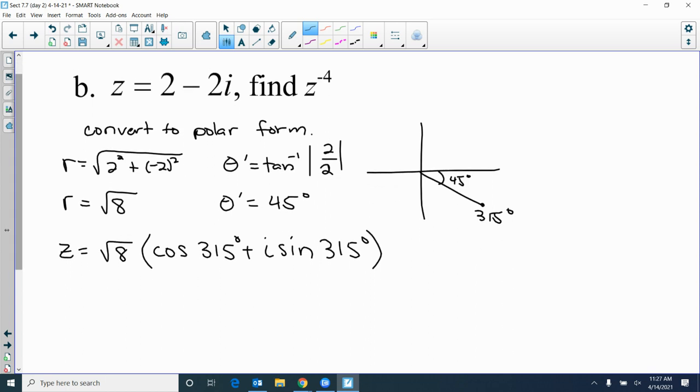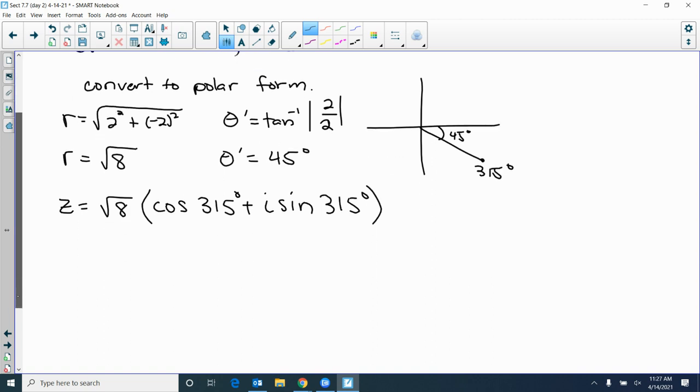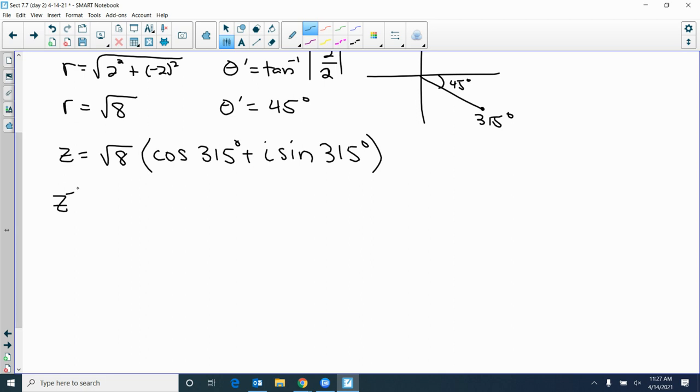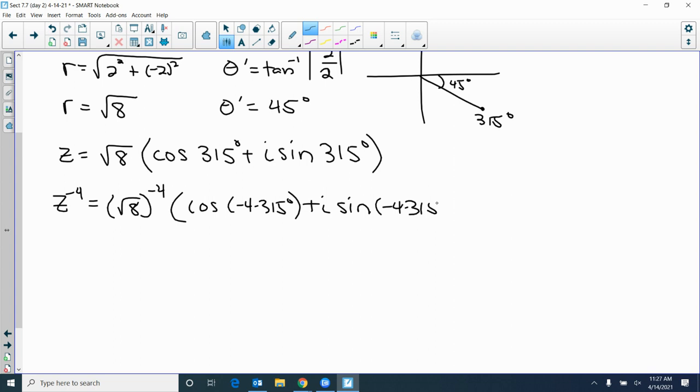All right, what power are we asked to find? Z to the negative 4th, right? Okay, so let's follow our rules. Z to the negative 4th is going to be square root of 8 to the negative 4th, cosine of negative 4 times 315 plus i sine of negative 4 times 315.